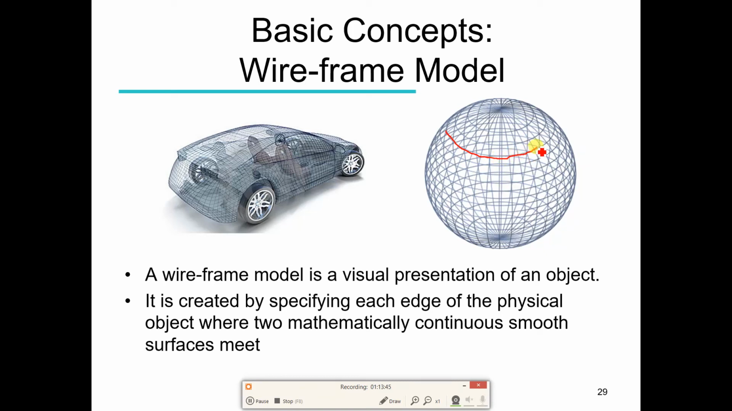So this curve is moving, and similarly we have another curve. We are moving the curve maybe along the x-axis, and then we are also moving a curve along the y-axis like this. So by using these curves we can create the structure or the shape of the object, and this shape is called the wireframe model.